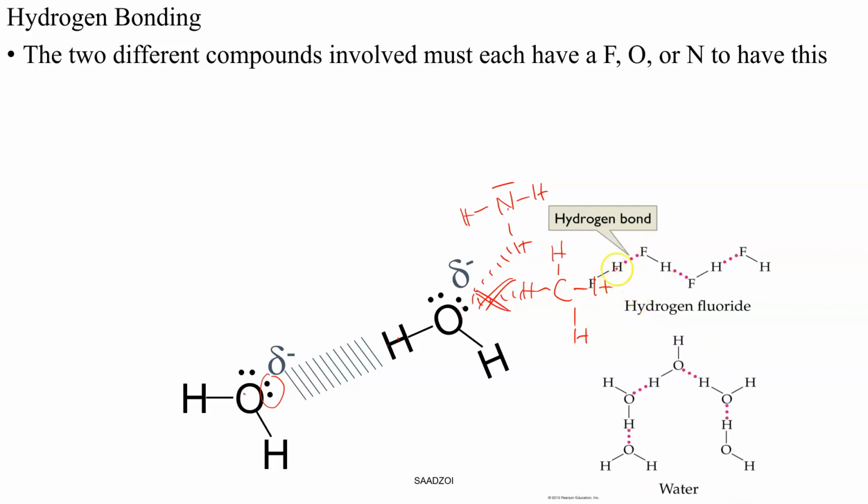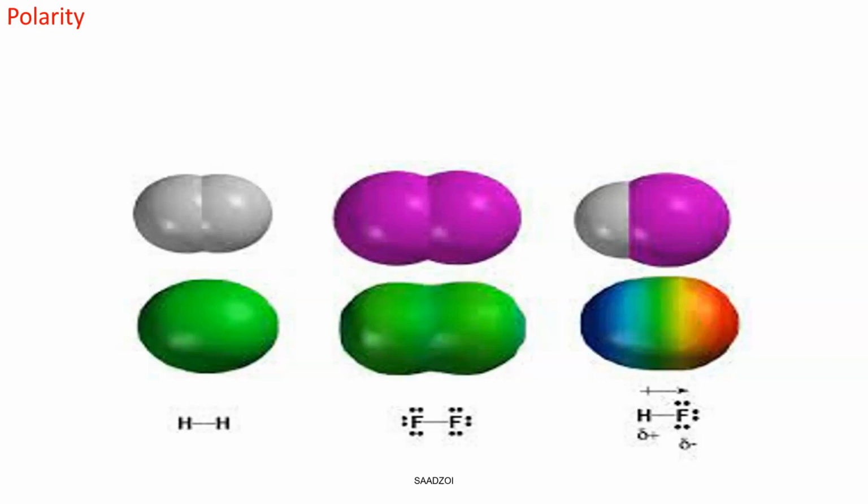Here's another example. You have HF over here. You can see hydrogen bonding between the F and the H. You see the H2O again. Key feature, once again, both molecules must have F, O, or N in order to have it.